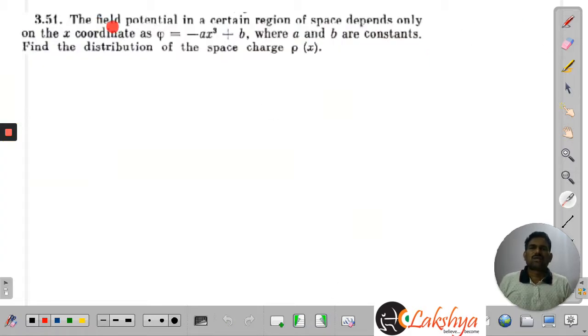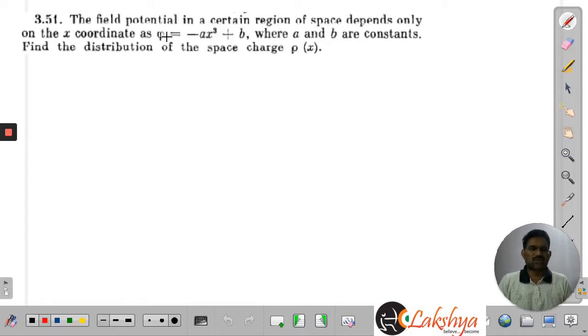Now see this problem. The field potential in a certain region of space depends on the x coordinate as phi is equal to minus a x cube plus b, where a and b are constants. Find the distribution of space charge. That means we need to calculate rho of x here. Got it? Here they are giving the potential. In foreign books they represent potential with this symbol phi. Previously we used phi for flux, so don't confuse those symbols. Those are not the standard symbols.